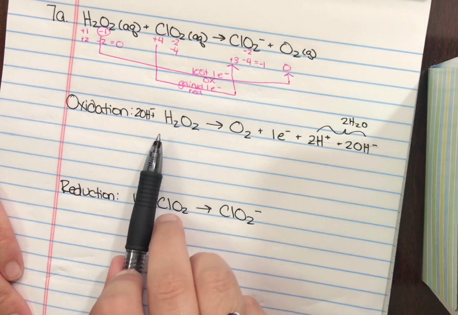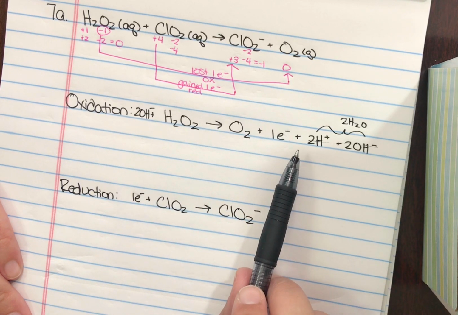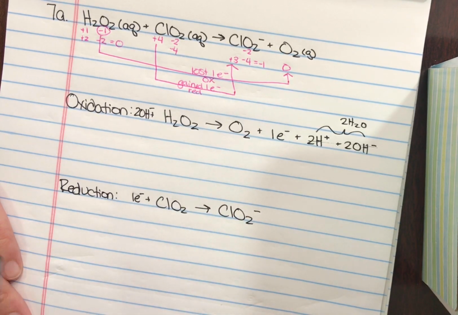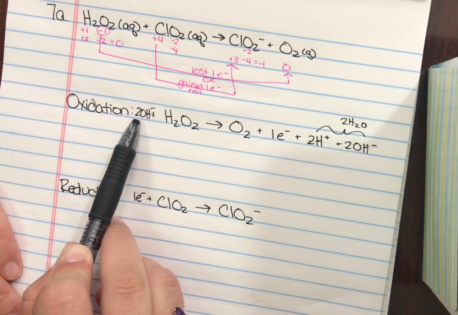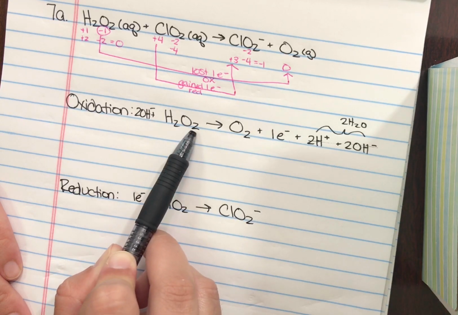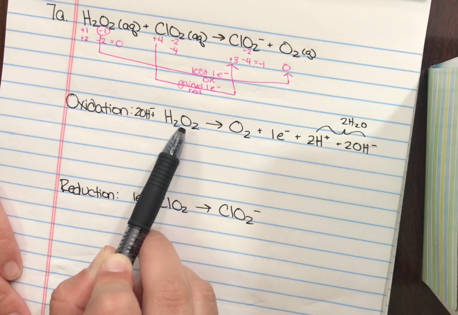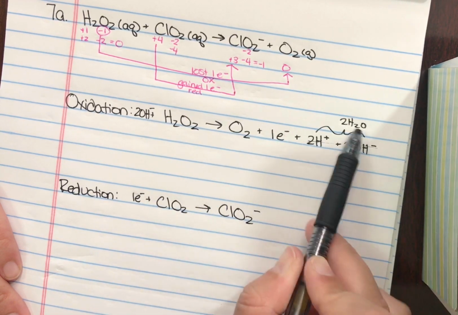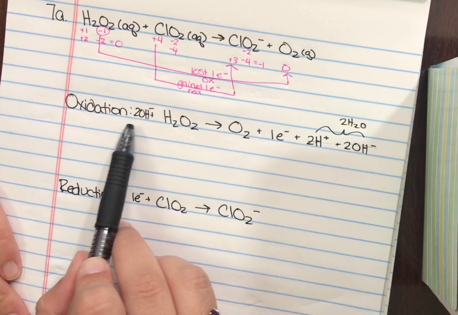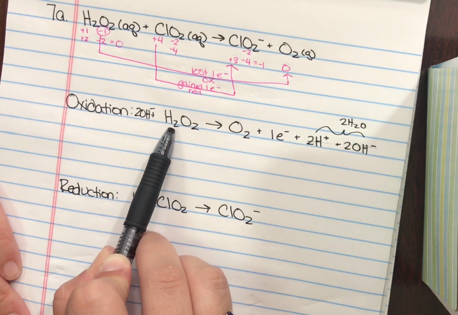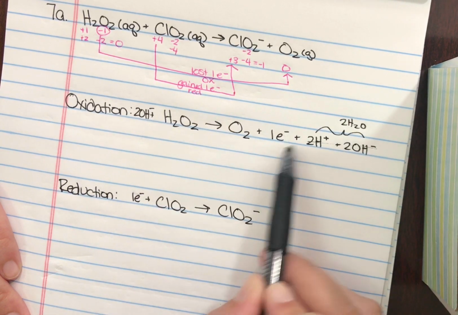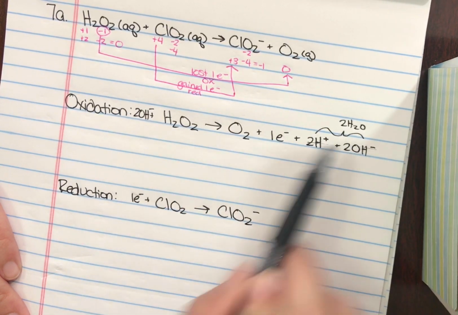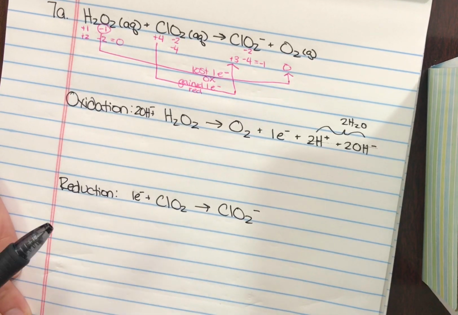So now this should be balanced for mass. So let's double check. I have 2 oxygens, I have 4 oxygens, another 2, right? So I got 4 oxygens on the left. I got 2 oxygens and 2 more. I got 4 on the right. I have 2 hydrogens, so 4, and then 4 hydrogens. So I'm good. So that's part 3.